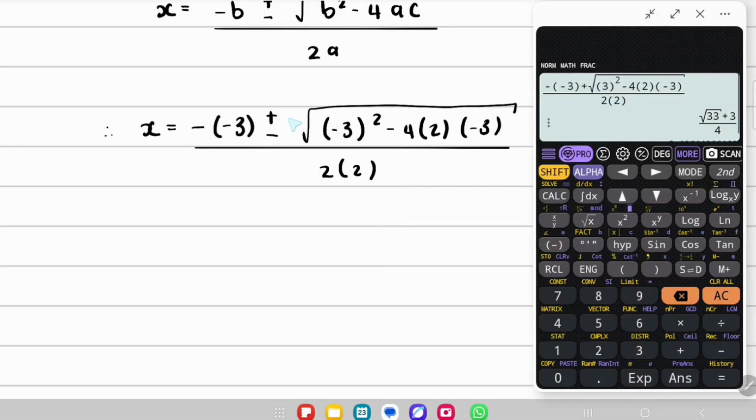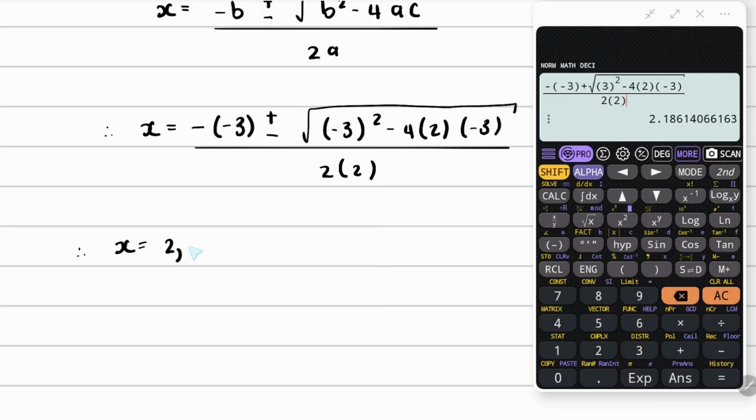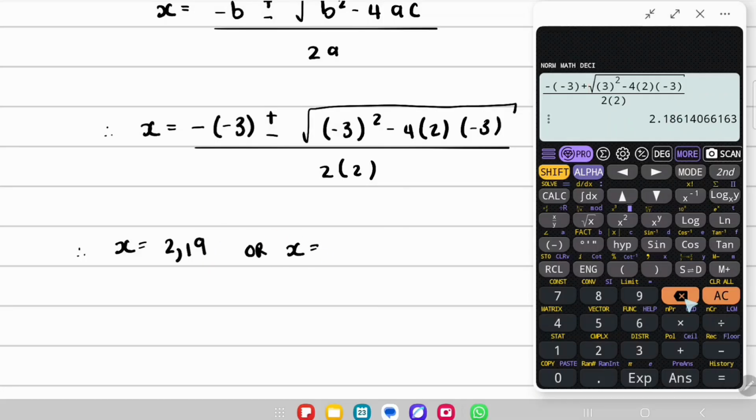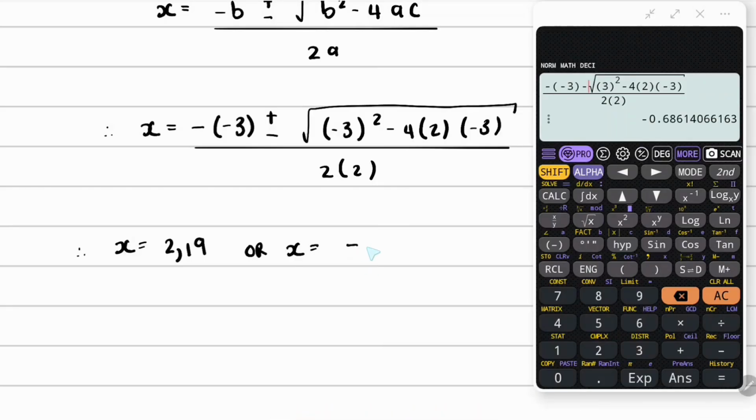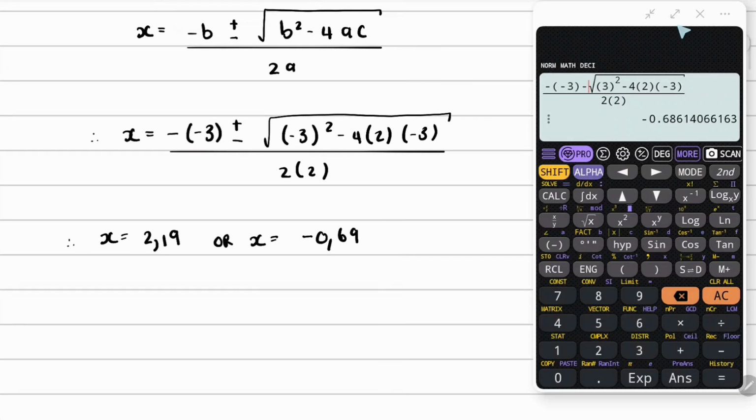When we substitute that, starting with the plus, we get x is equal to, and this should be put in decimal form. So that is 2.1, and the 6 will help this to round up. So that's going to add a 1 to the 8. So 2.19, or x is equal to, and we'll just simply change that plus to a minus, and we get x is equal to negative 0. And that is also going to round up, making that a 9. So negative 0.69. And those are our answers.